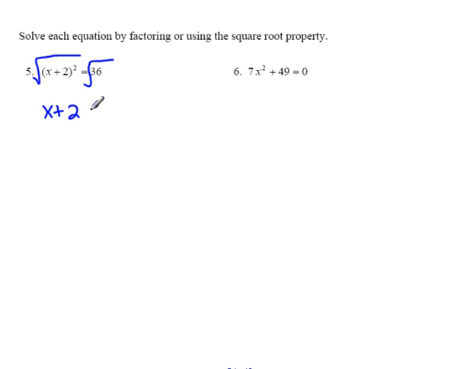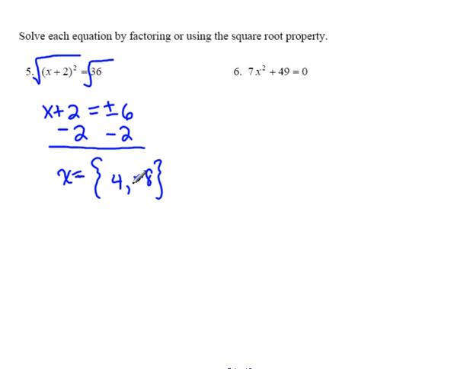It's x plus 2 equals plus or minus the square root of 36, which is 6, then subtract 2. Since these are like terms, you can further simplify. Positive 6 minus 2 is 4, negative 6 minus 2 is negative 8. And see how quickly and easily that's solved using the square root property. It would have been much more difficult to try to factor that problem.